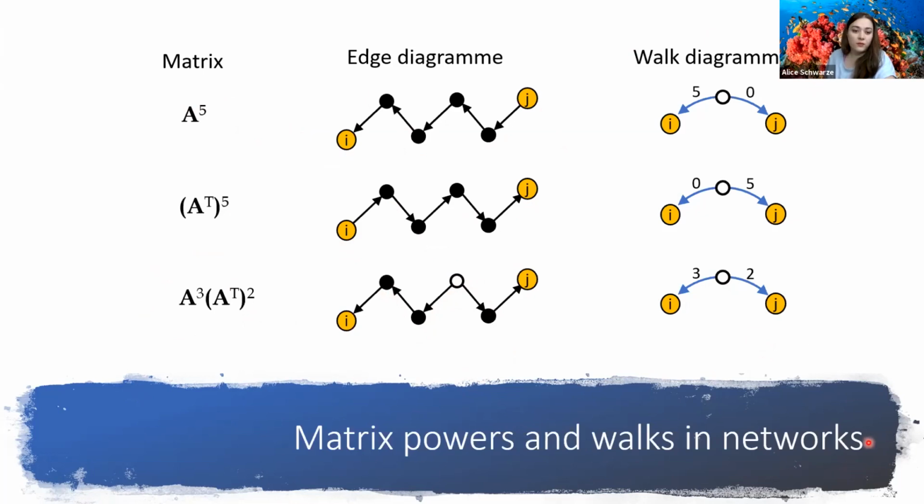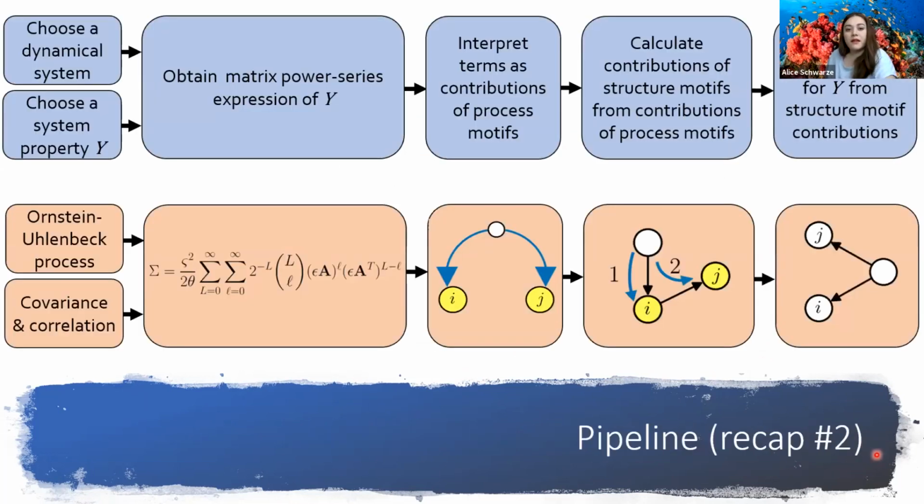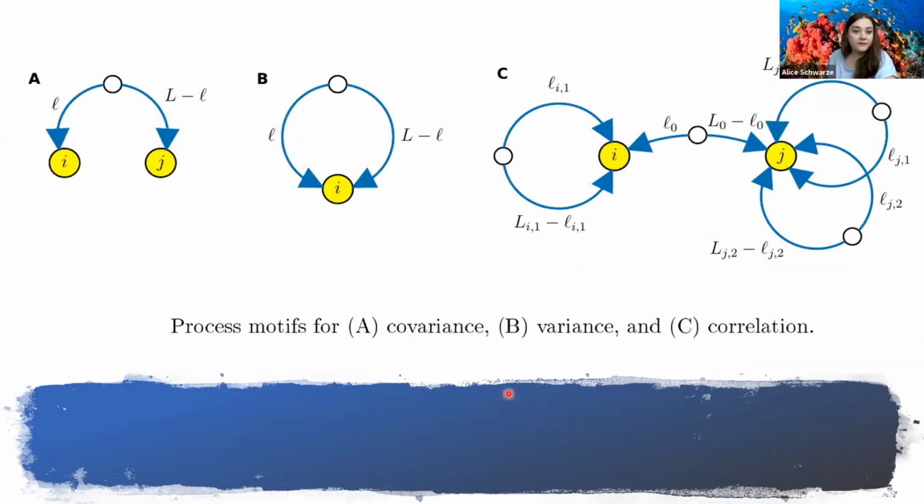And for the rest of the talk, I draw these out as these walk diagrams with numbers on blue edges indicating walks. And this brings us to the third stage of the pipeline, where we look at the matrix power series that we derived in stage 2, and we find the process motifs that are associated with the summands in the matrix power series. And for the covariance power series, we have seen on the previous slide the associated microprocesses, and they look like this. So here we have the process motifs for covariance, variance, and correlation.